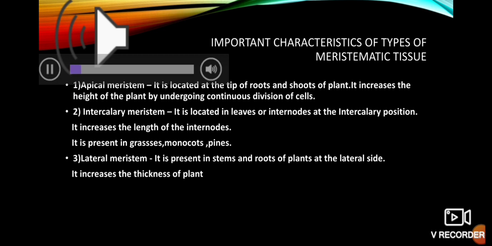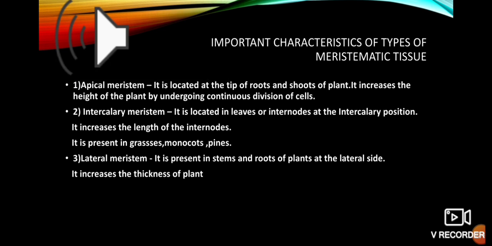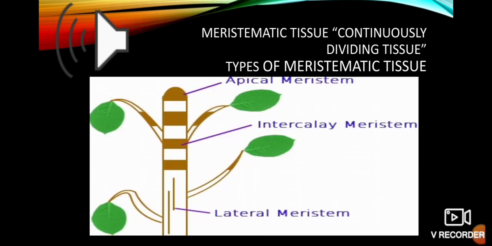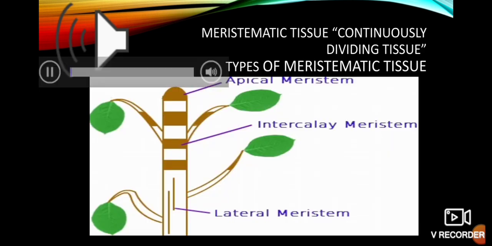Meristematic tissues are the tissues which have continuously dividing cells. There are three types of meristematic tissue: number 1, apical meristematic tissue, number 2, intercalary meristematic tissue, and number 3, lateral meristematic tissue, or you can call them meristems. So here is the picture showing the three types of meristems.